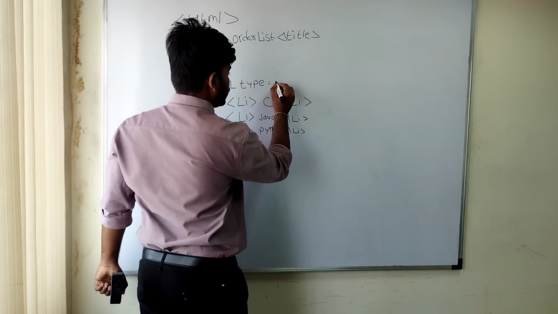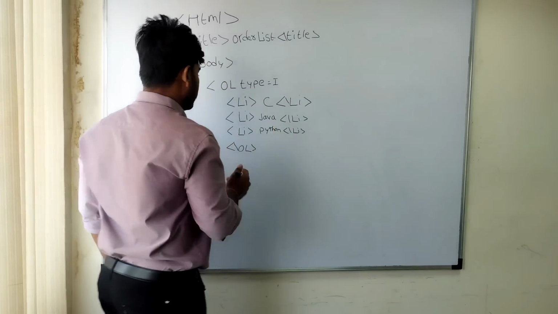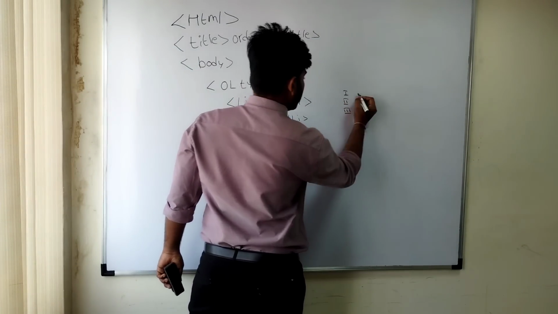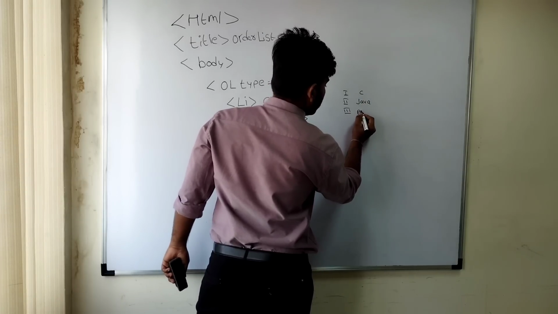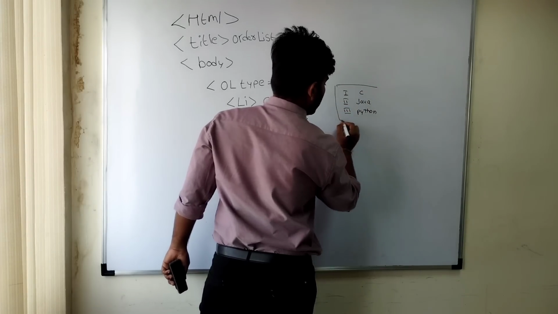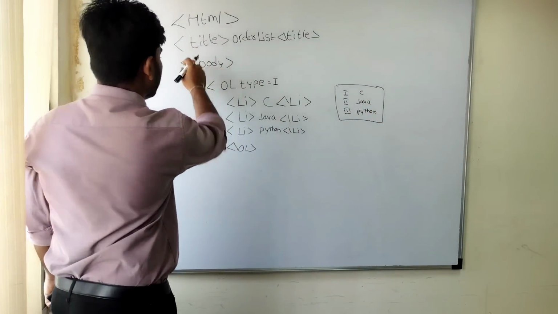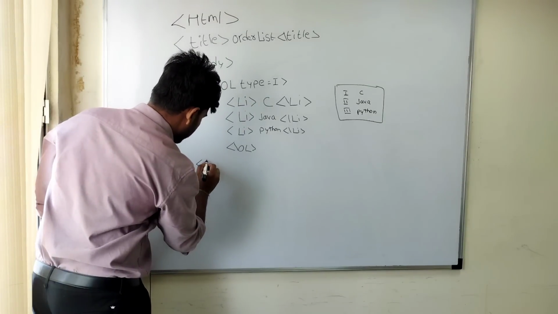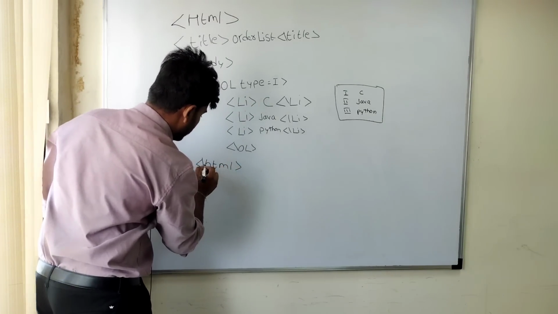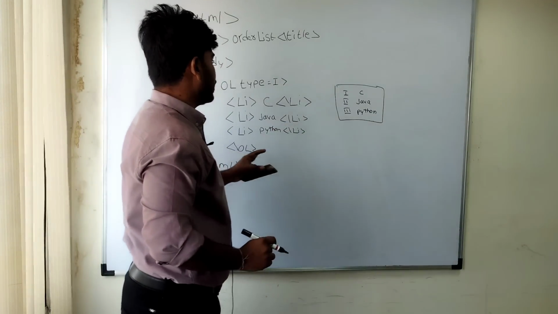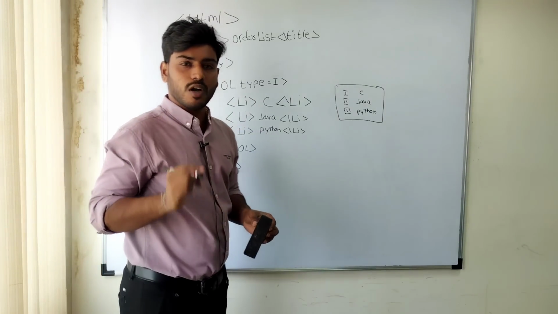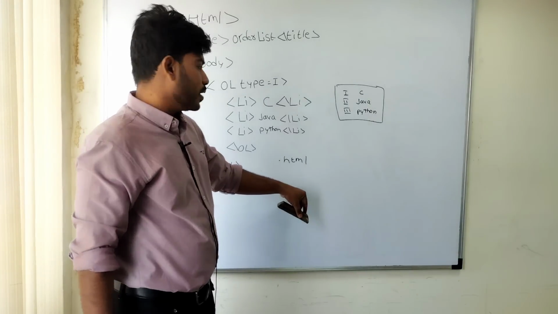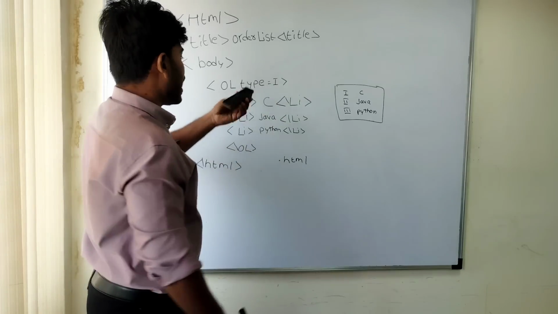Here type equal to, I mentioned a capital letter. By the output, here 1, 2 and 3, C, Java and Python. Output will be printed like this, and here the OL tag, close it. Yes, this must be closed, and HTML closed. And if this is the output, the extension is .html. You have to save the file as .html only.